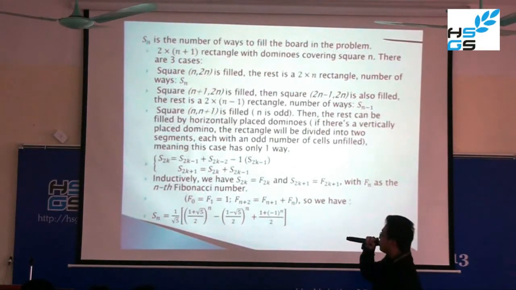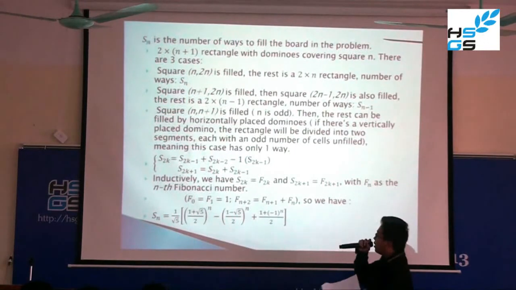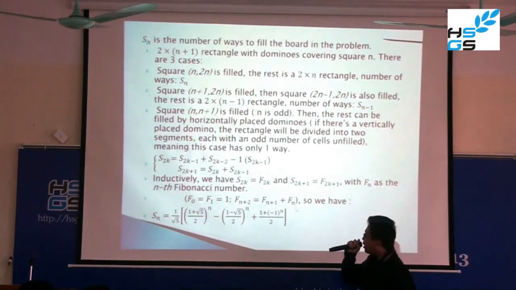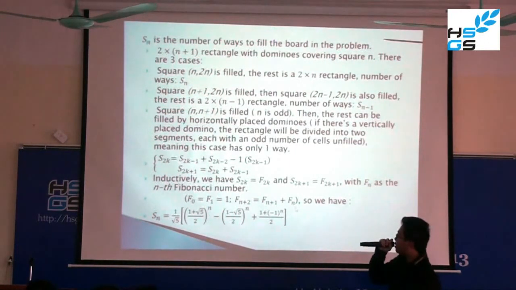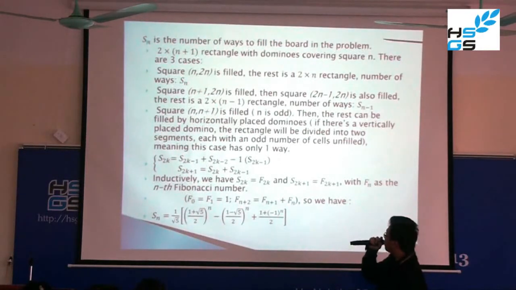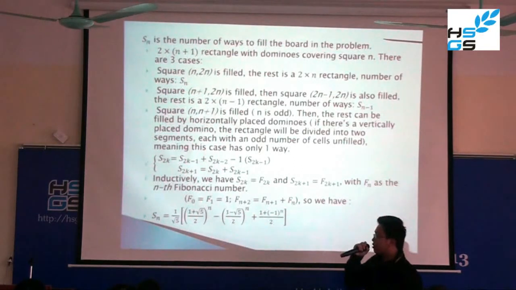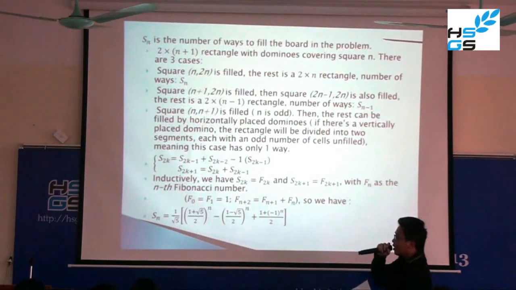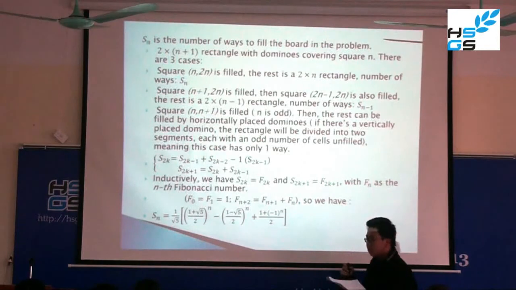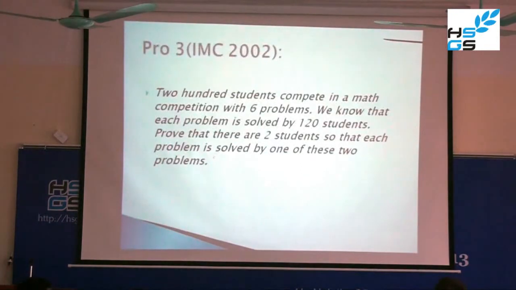We can easily derive the following equality, and inductively we have S2k equals F2k, and S2k plus 1 equals F2k plus 1, with Fn as the nth Fibonacci number. And we arrive at this equality. Now we'll move on to the next problem.